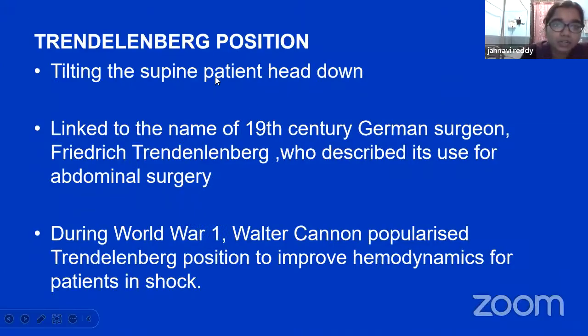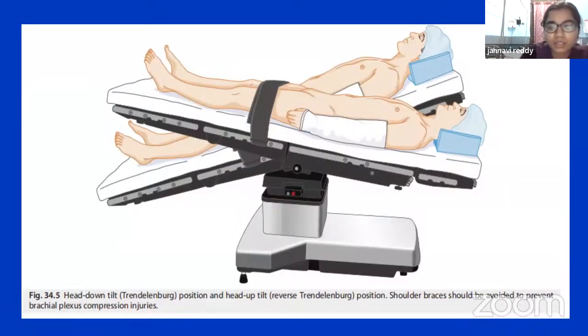Tilting the supine patient head down is called Trendelenburg position. It is named after the 19th century German surgeon Friedrich Trendelenburg. He used it for abdominal surgery so he could assess the abdomen better. And during World War I, Walter Cannon popularized the Trendelenburg position to improve hemodynamics in patients in shock. This is Trendelenburg and reverse Trendelenburg positions.